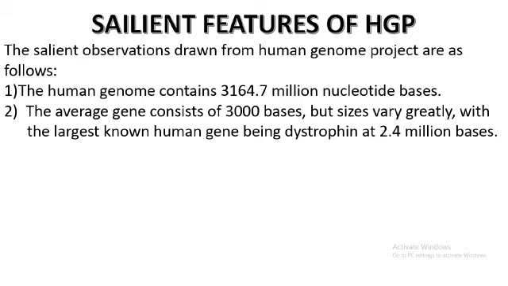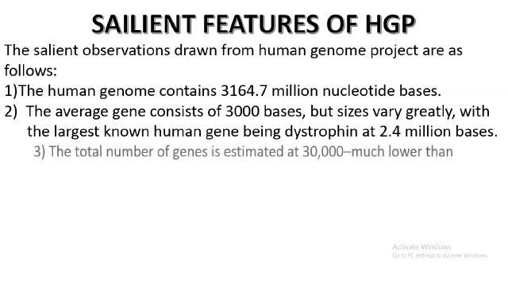But this keeps on varying, as the Human Genome Project has highlighted. The largest known gene is dystrophin, and it is made up of 2.4 million bases. Remember, starting from 3000, we have a gene containing 2.4 million nitrogenous bases. So this is the second important salient feature.